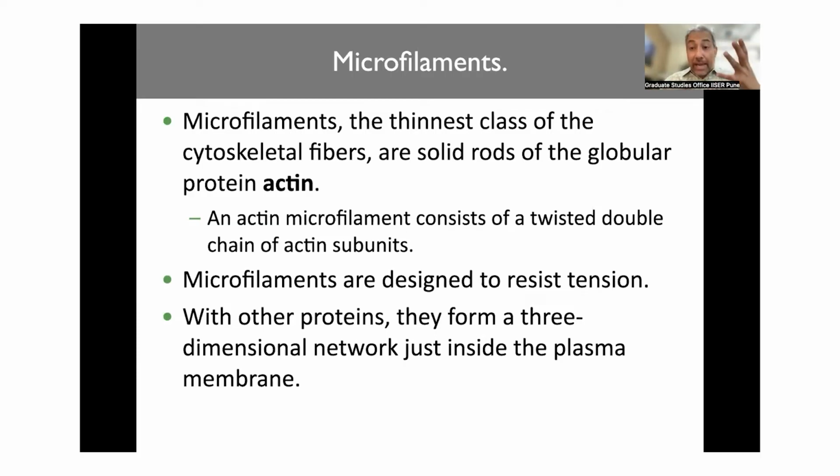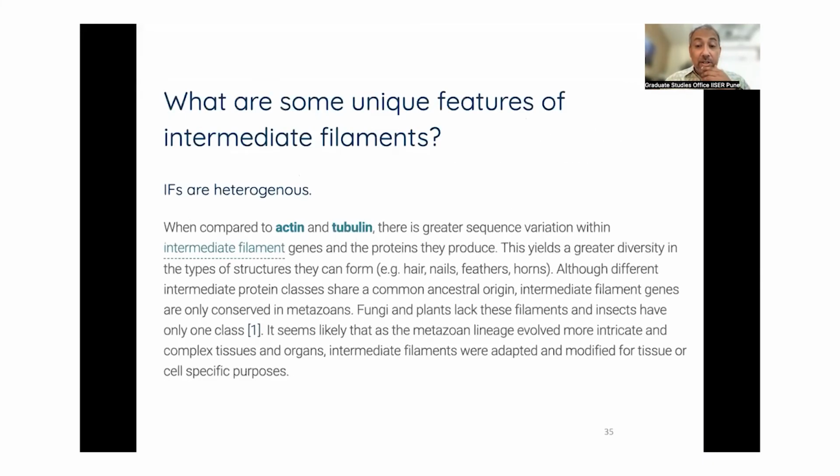So, actin and microtubules are very dynamic, and the dynamicity is very vital to their function, but not everything needs to be dynamic in a cell. And there are places where the cell wanted a cytoskeleton that's not dynamic. And, remarkably, the same actin now assembles into a structure that is very different. Right. So with other proteins, they form a three-dimensional network just inside the plasma membrane as well.